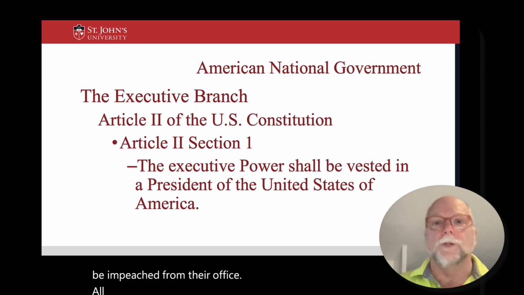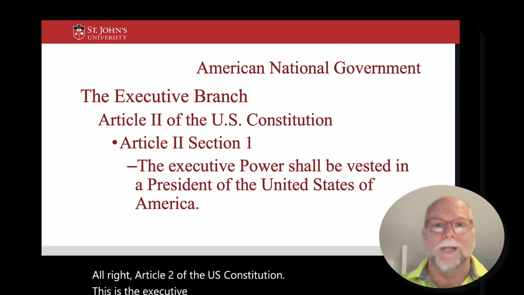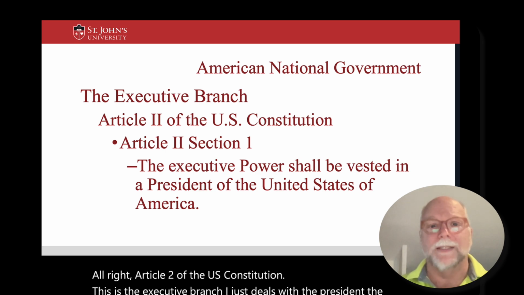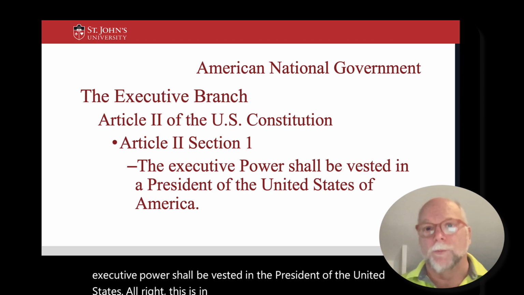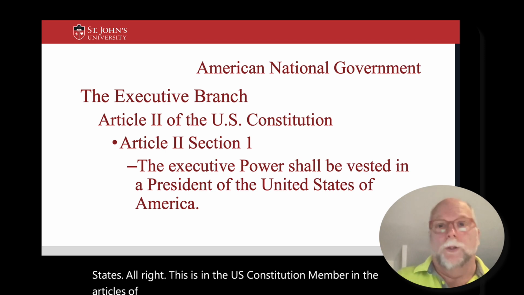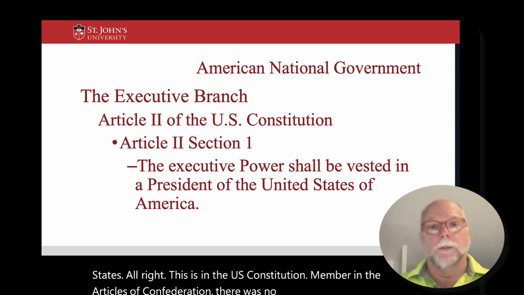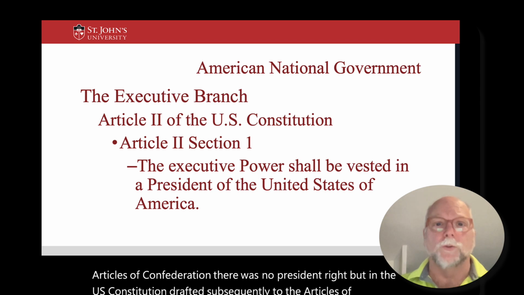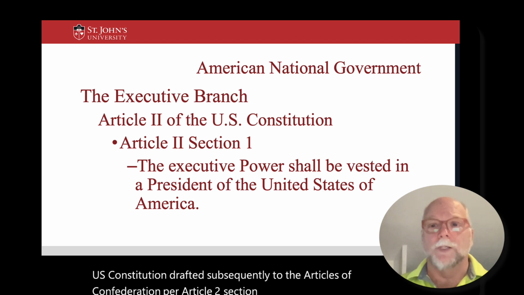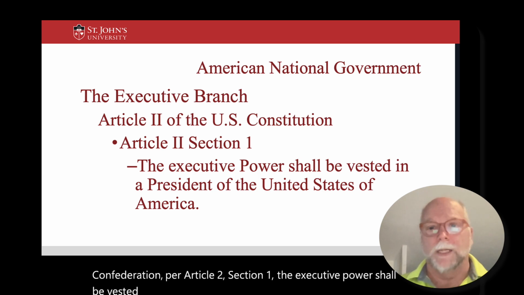All right, Article 2 of the U.S. Constitution. This is the executive branch. This deals with the president. The executive power shall be vested in the President of the United States. Remember, in the Articles of Confederation, there was no president. But in the U.S. Constitution, drafted subsequently to the Articles of Confederation, per Article 2, Section 1, the executive power shall be vested in a President of the United States.